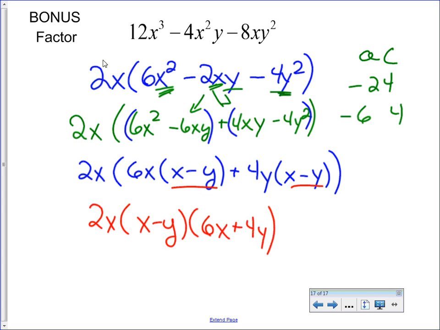Once again, this is a bonus problem, so don't stress out 100% if we don't get this one, even though it's very doable. All right, if you have any other questions, come prepared to ask them before the test.